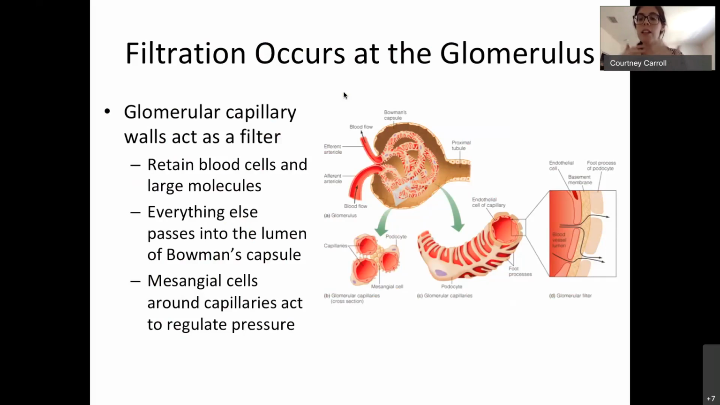So big things stay in the blood, little things move through. And you have the mesangial cells that we had talked about in this area that are going to act around the capillaries to help regulate the pressure of the filtration. In the same way when you turn a hose on, if you've got a little filter in your hose, you're going to regulate the pressure, you're going to regulate the flow through the filter. So by regulating blood pressure and regulating pressure at this capsule specifically, you can control how much material passes.